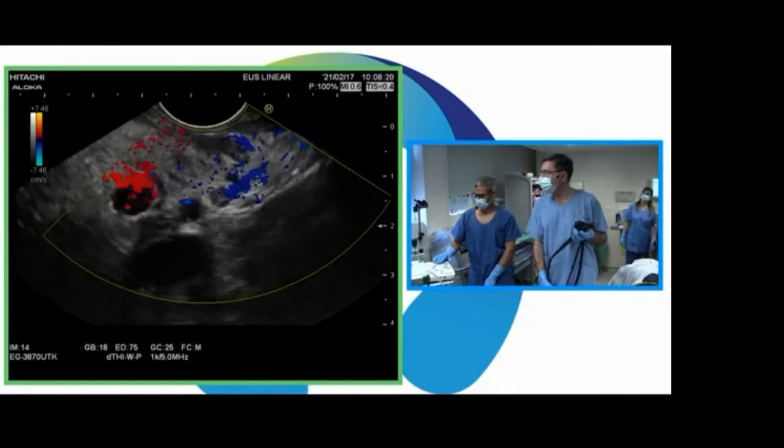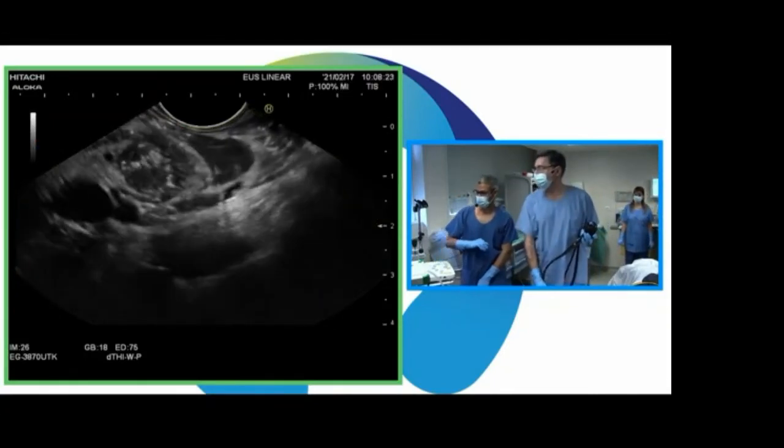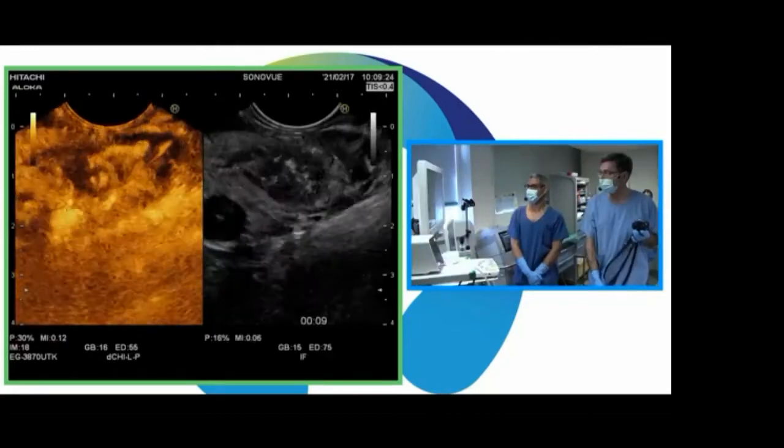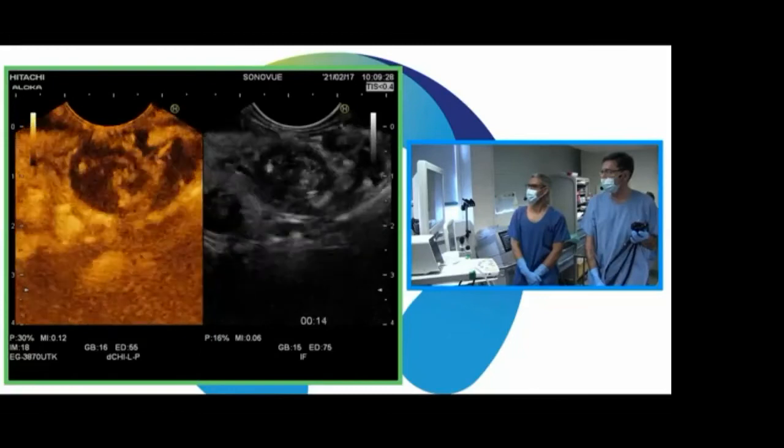Okay. So now we are going to use the Sonoview assessment. So now the nurse injects the Sonoview cautiously.